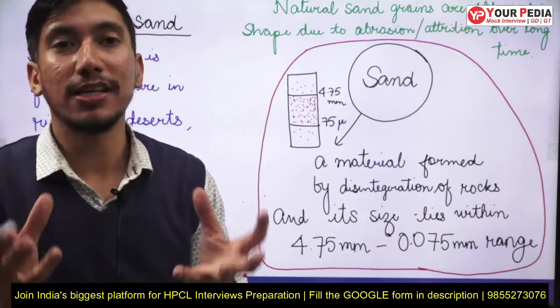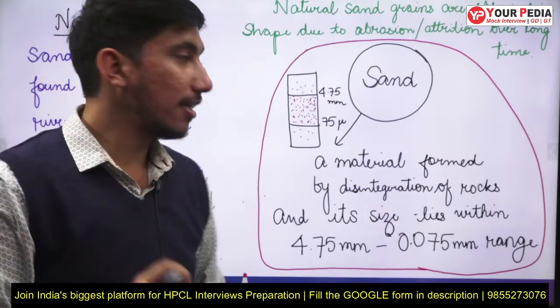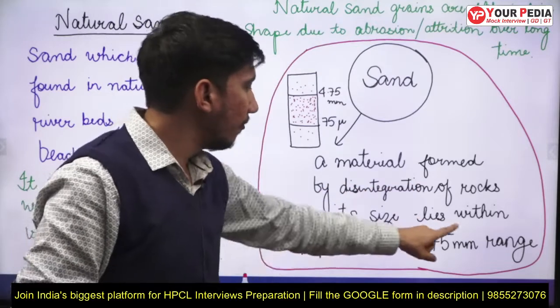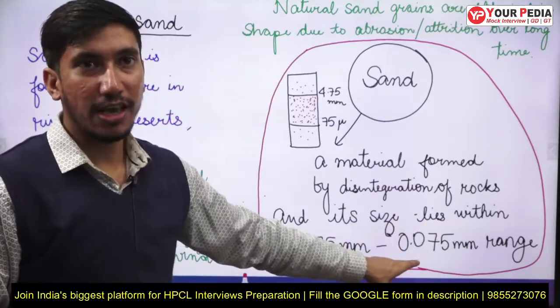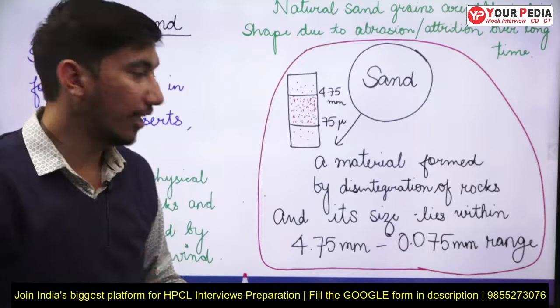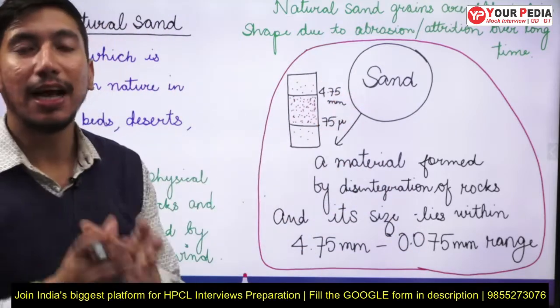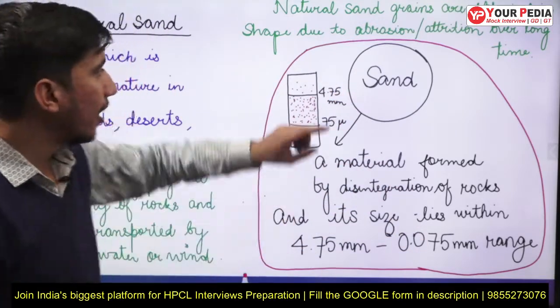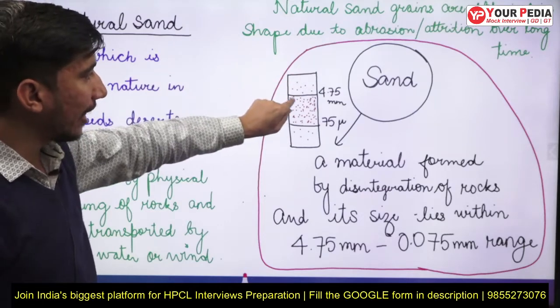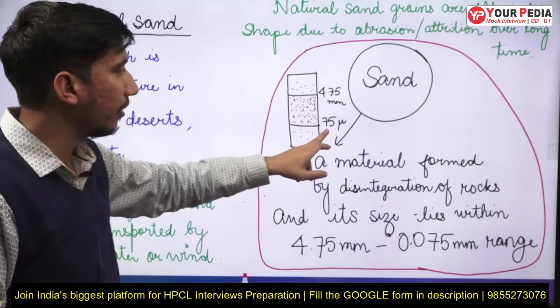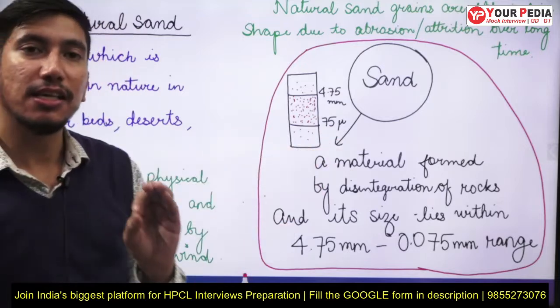But why is it called sand and not gravel? Because the size of these small rock particles will lie in this particular range. And when the size lies in this particular range, that kind of soil we call sand. So here I have shown, if I take a 4.75 mm sieve, and I also take a 75 micron sieve.